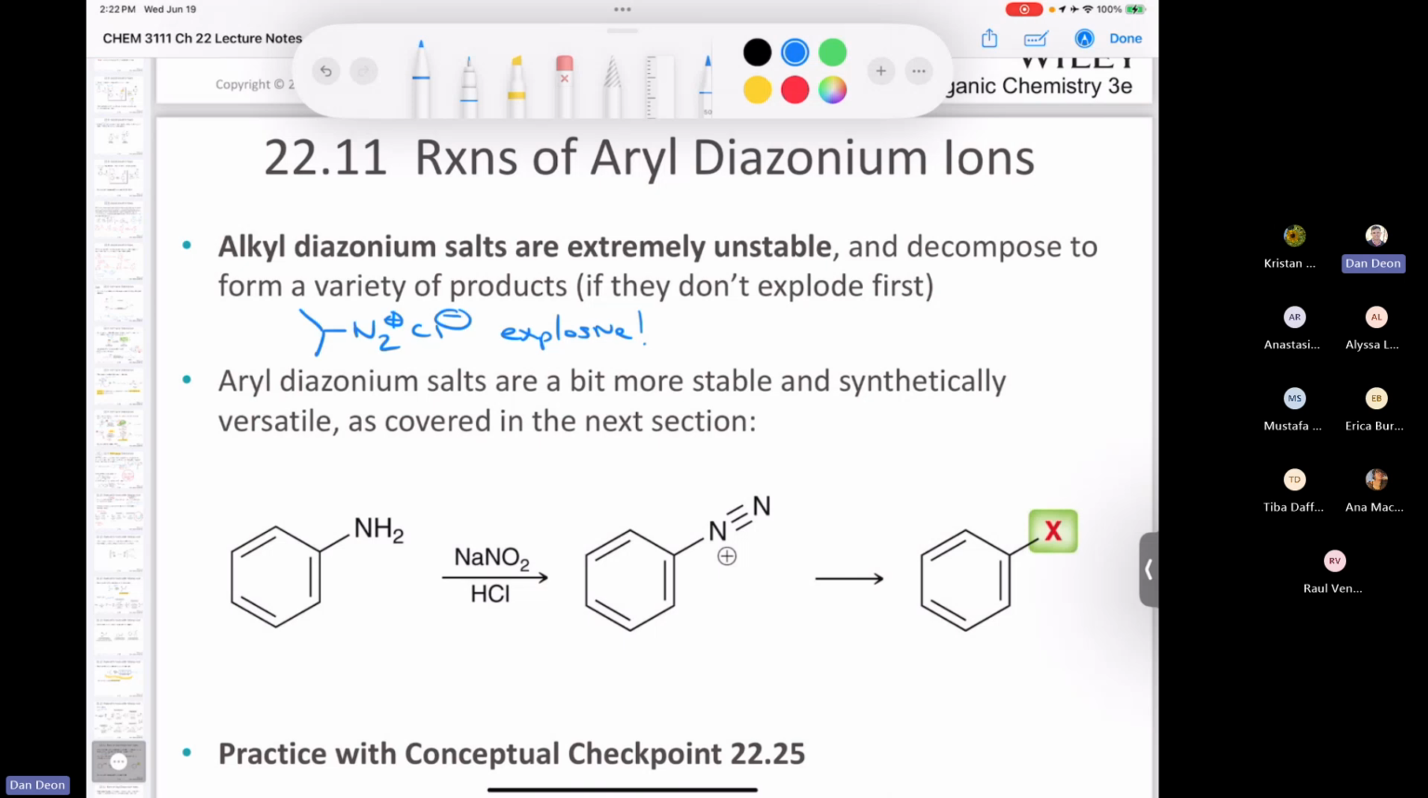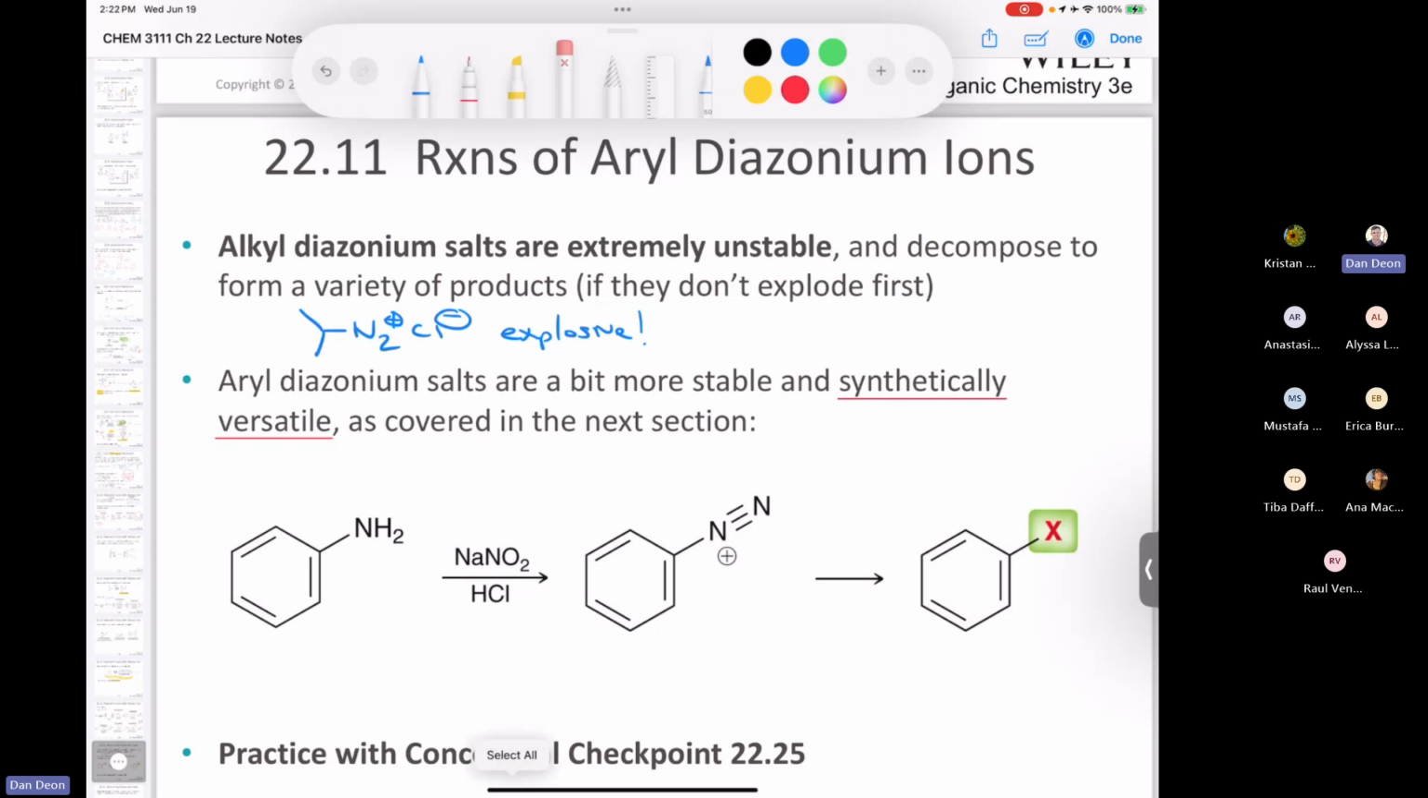However, aryl diazoniums are a bit more stable, and they're synthetically versatile. You can do all kinds of cool stuff with an aryl diazonium ion. So I'll highlight synthetically versatile. Now, why would this be more stable? It's because if you were to lose that nitrogen, you would end up with an aryl cation, which I've told you a million times is very, very, very unstable. So that's why aryl diazonium salts are okay.